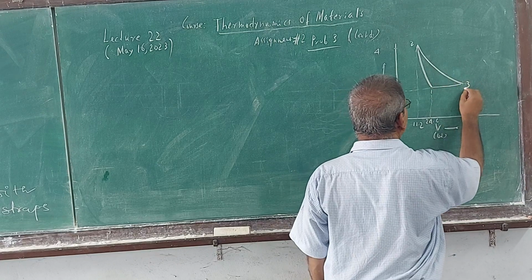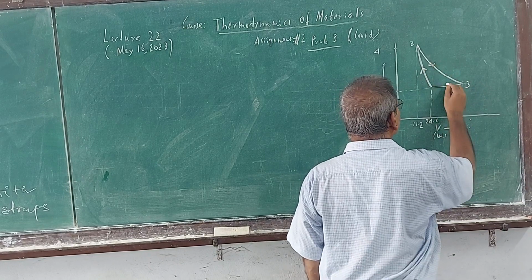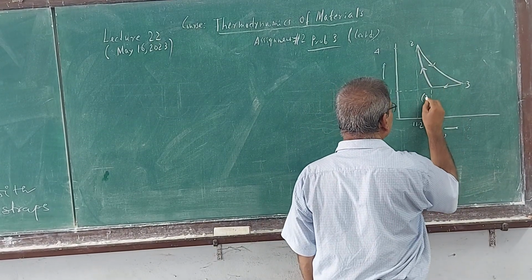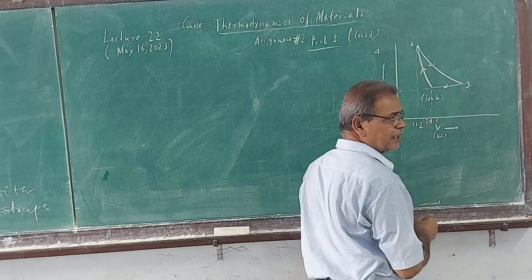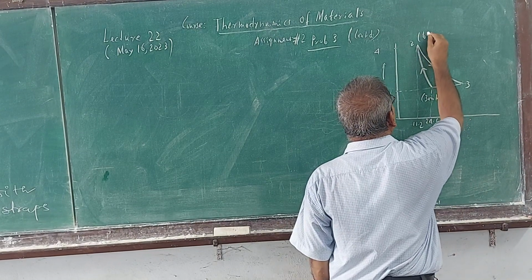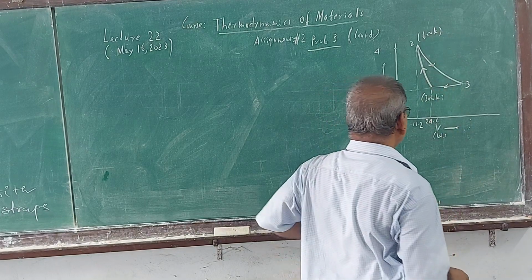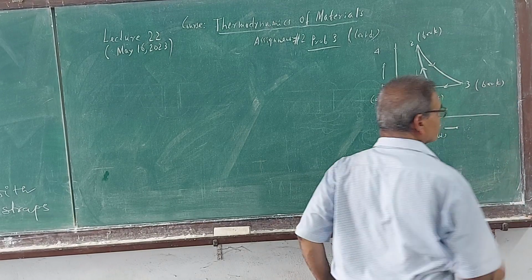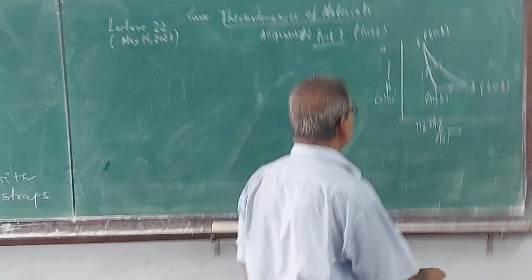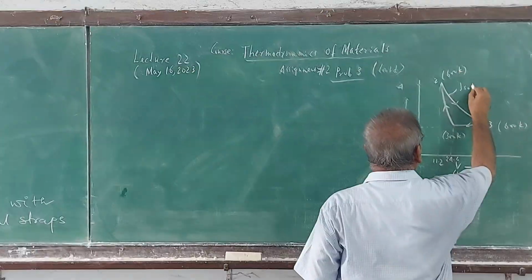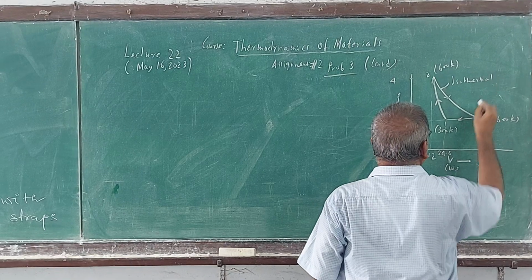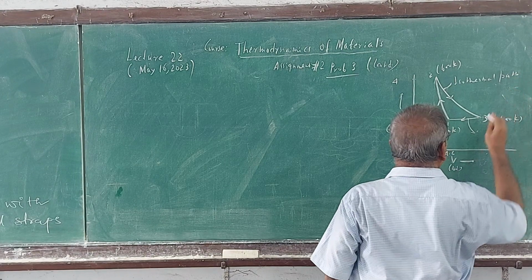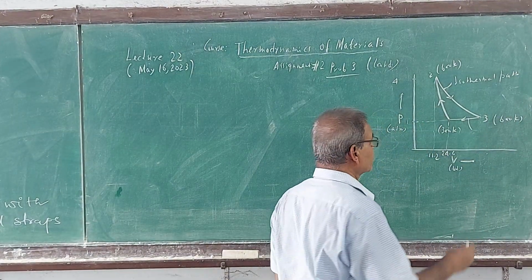So 1, 2, 3. What is the cycle? 1 to 2, 2 to 3, 3 to 1. This is actually isothermal. What is the temperature? Remember, this is 300K. This is probably 300K, and this is actually 600K. And then it is 600K isothermal back. So what is the equation of this? Isothermal means constant temperature. This is a constant pressure path.